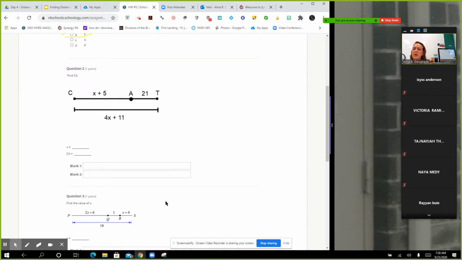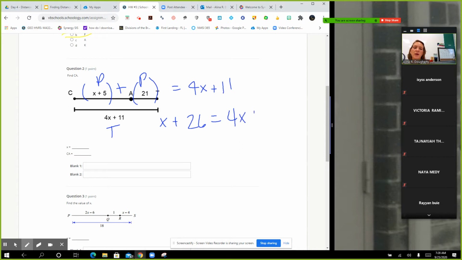What equation can I set up here? You could do, with the parentheses, X plus 5 and then plus 21 and then equals 4X plus 11. Nice. So then we combine our stuff and we get X plus 26 equals 4X plus 11.